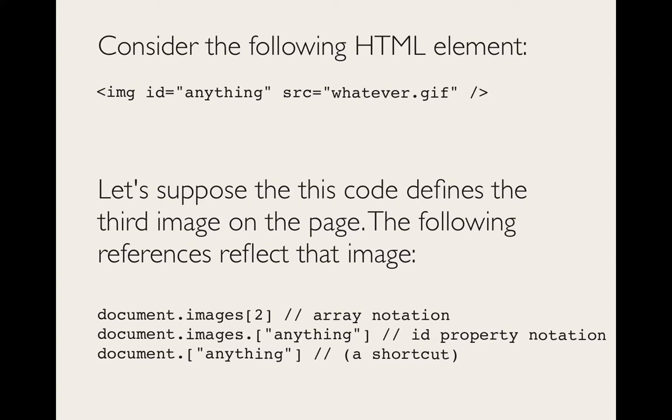document.images[2]. Remember, we start counting at 0. So 0, 1, 2. 2 is the third one. That's the array notation. You could also look at an ID property notation way, which is document.images["anything"] in quotes and square brackets. That's the long form. It shows the chain. But document.anything in quotes and square brackets is kind of a shortcut.